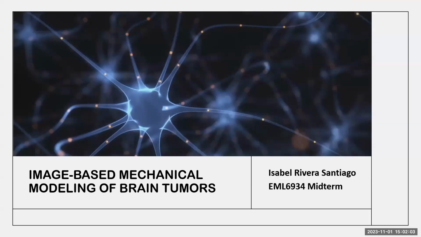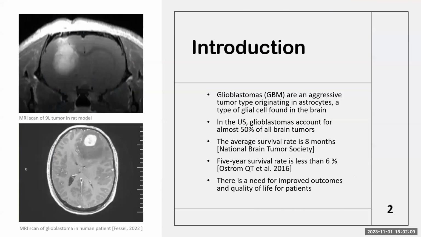Yes. Okay. Thank you. So today I'll be discussing my project, which is image-based mechanical modeling of brain tumors. Specifically, it's going to be glioblastomas, which are a type of aggressive tumor that originate in the astrocytes, or glial cells, found in the brain. In the US alone, they account for about 50% of all brain tumors. Unfortunately, the average survival is less than a year, and the 5-year survival rate is less than 6%. So there's definitely a need for improved outcomes and quality of life for these patients.